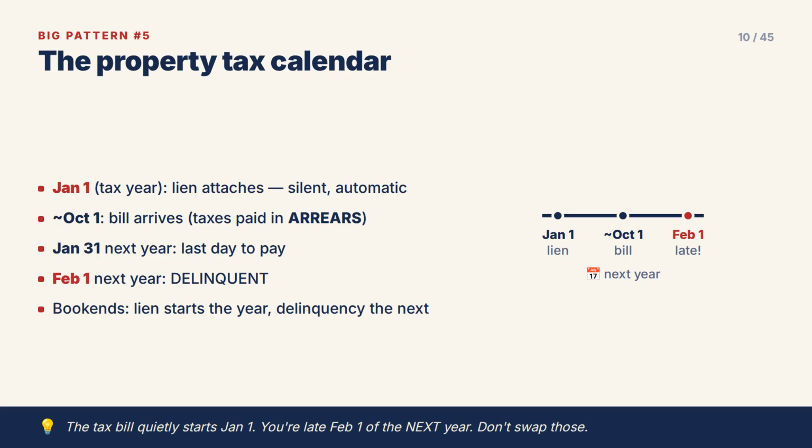3 dates. January 1st of the tax year, the lien attaches silently, automatically. Around October 1st, the bill arrives because Texas taxes are paid in arrears at the END of the year they cover. January 31st of the next year, last day to pay. Miss it, and on February 1st you're delinquent. Lien on January 1. Delinquent on February 1 of the following year. Test takers mix those 2 dates up in both directions, so picture it as bookends. The lien starts the year, delinquency starts the next one.